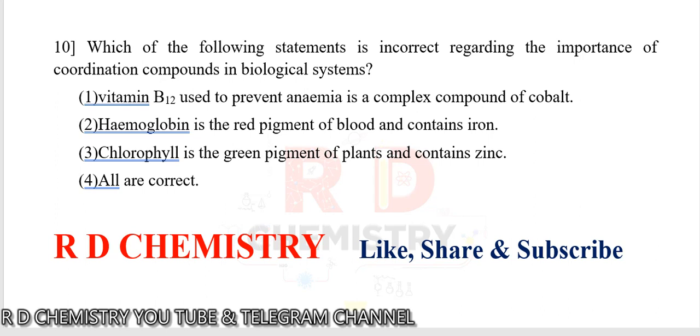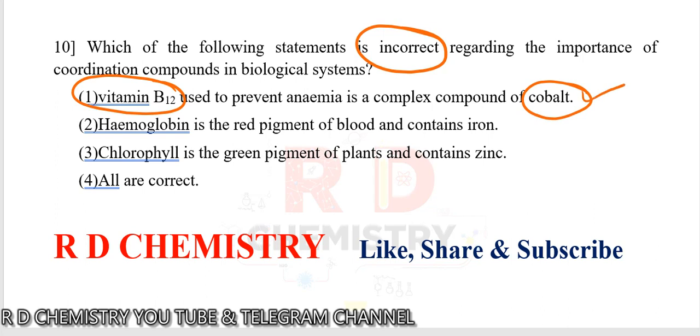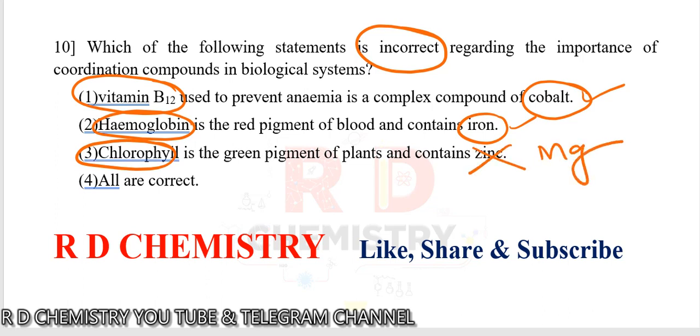Question number 10. Which of the following statements is incorrect regarding the importance of coordination compounds in biological systems? Vitamin B12, they are saying that it contains cobalt. Correct. Hemoglobin contains iron. That is also correct. Chlorophyll is found in the green pigments of plants. It does not contain zinc, but it contains magnesium. Therefore, the incorrect statement is option number 3.